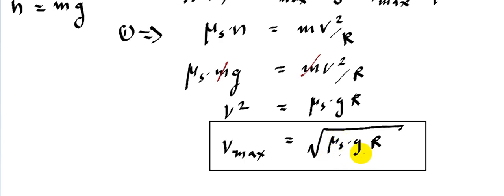Look at the right side of the equation. This does not include any vehicle parameters. This is the radius of the bend, which does not depend on the type of the vehicle. This mu s possibly does not depend on the type of the vehicle either. Therefore this v max does not depend on the type of the vehicle. Every vehicle has to keep turning safely through this bend without exceeding this speed limit.